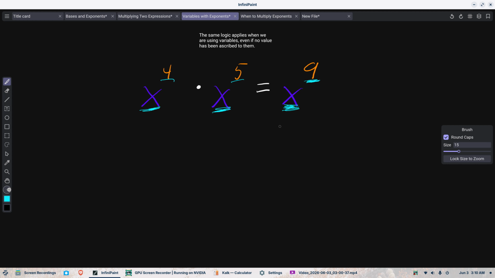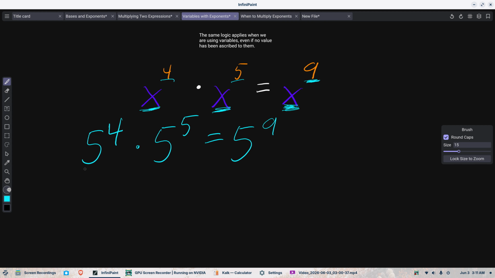And to help you understand why this makes sense, I am just going to assign a value to x so that you can see the principle in action. So let's put 5 in for x. So we'll put 5 raised to the 4th power times 5 raised to the 5th power equals 5 to the 9th power. And we want to demonstrate that this statement is true.